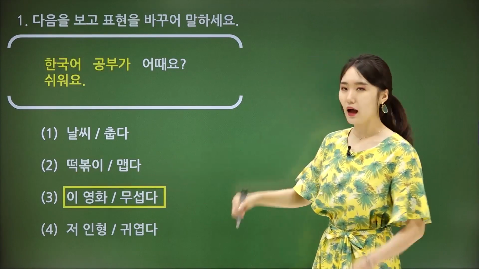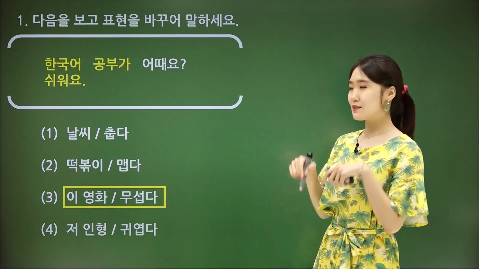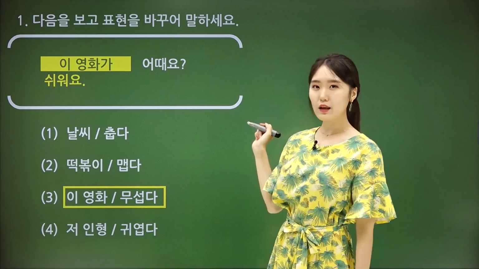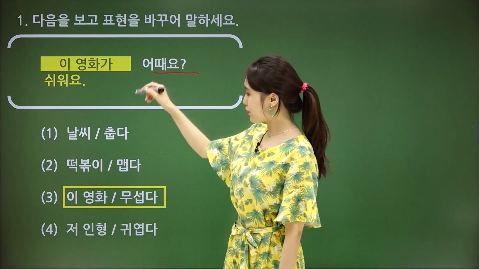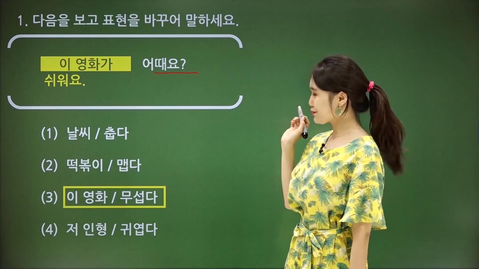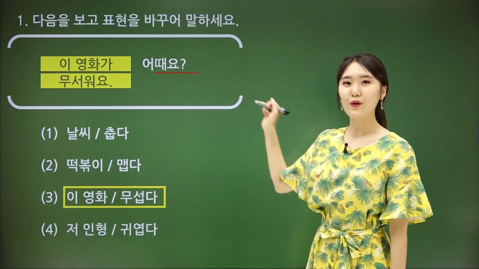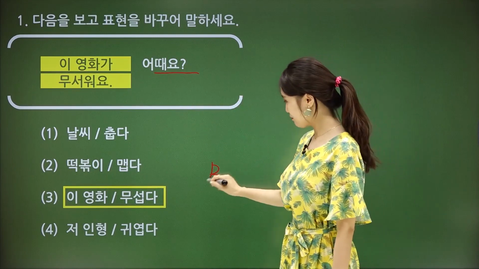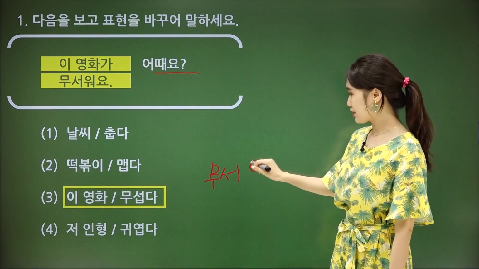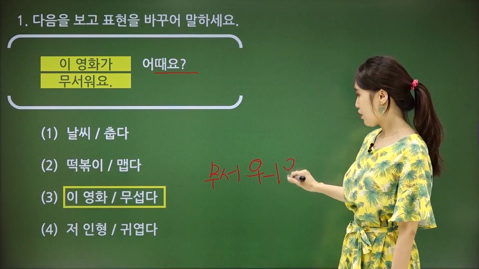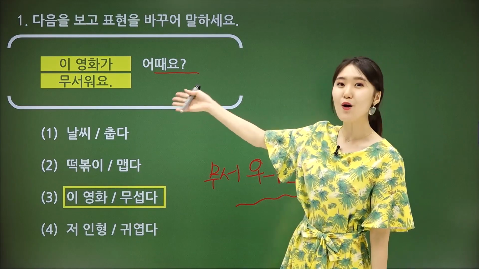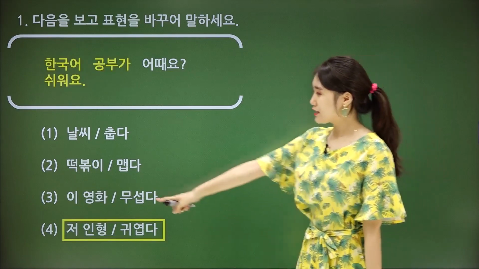Third one. 이 영화 무섭다. This movie. 이 영화가 어때요? How is it? 무섭다. How will you change this? 무섭다. 무서워요. Nice job. 무섭다. 부. Take this off and insert 우 in. 무서워요. I'm scared. 무서워요.